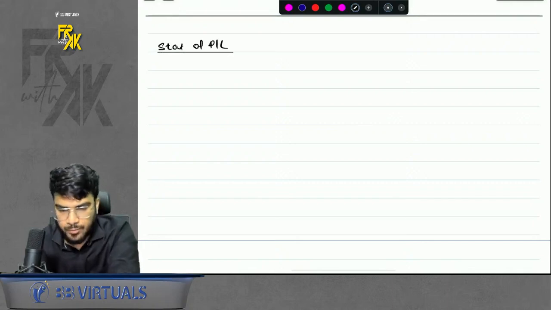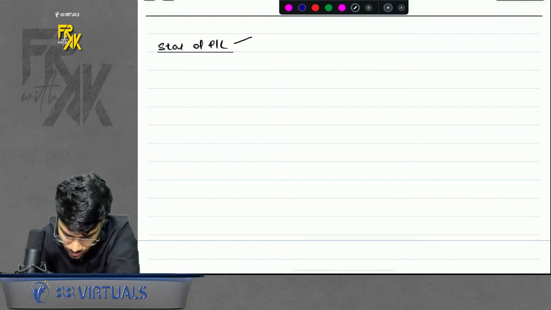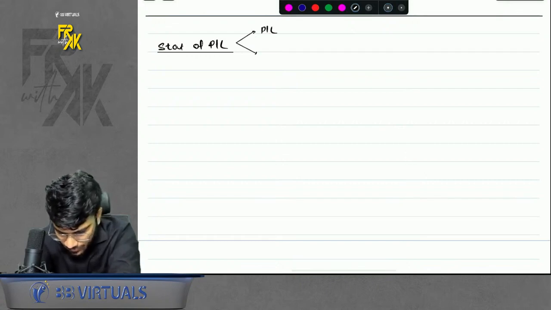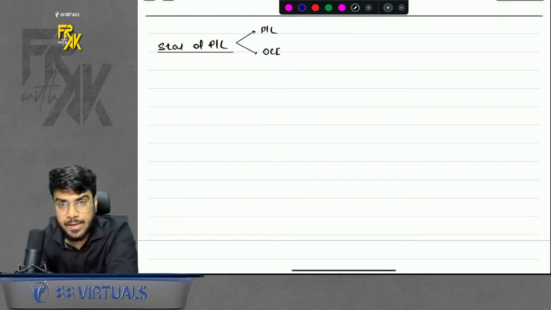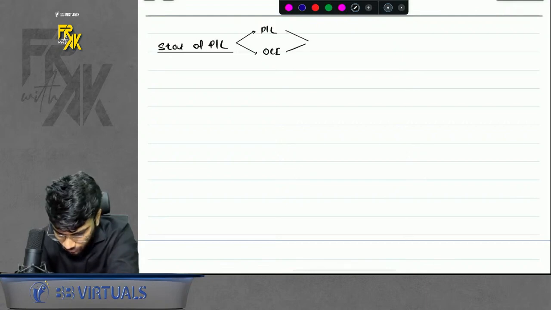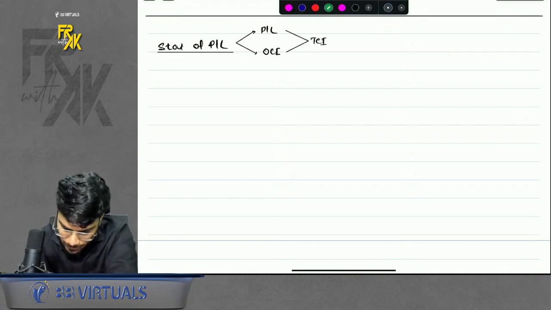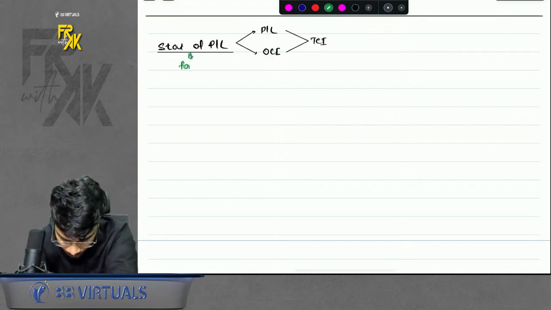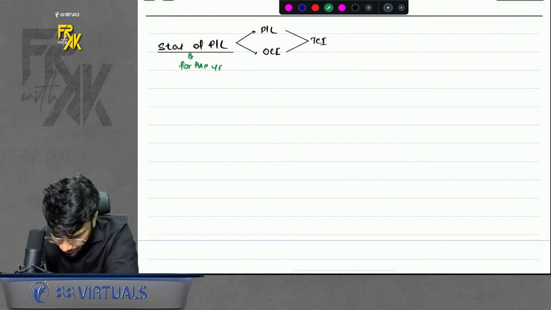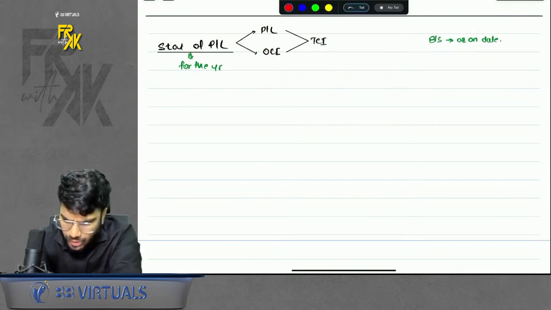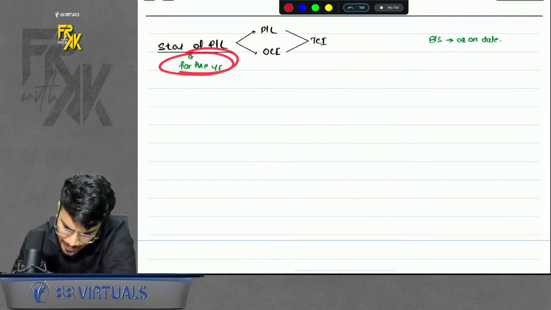Let's say you have a statement of profit and loss, right? So ideally our statement comprises two things. One is profit and loss and one is OCI. The total of both the elements is TCI. We already know this, total comprehensive income. Do you know that profit and loss is prepared for the year and balance sheet is prepared as on date? So what is the difference between these terms, for the year and as on date?